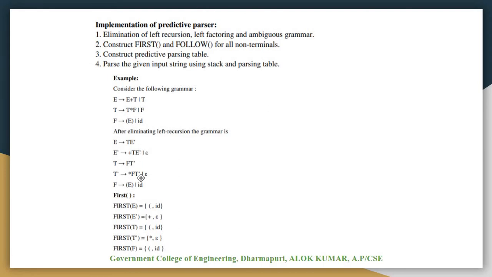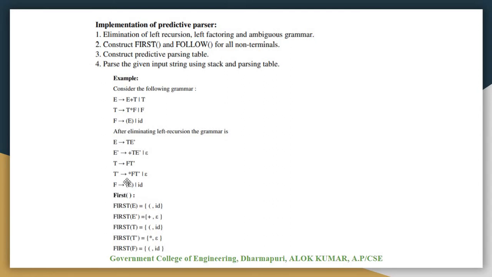So how we will remove this, we have already seen the algorithm in previous lectures. So here we will do E goes to TE', a new non-terminal we are taking. E' will generate plus TE', and empty also it will generate. And now for T, T will generate FT', a new non-terminal we have taken, and T' will generate asterisk FT' and empty. For F there is no left recursion, so we will keep it as it is.